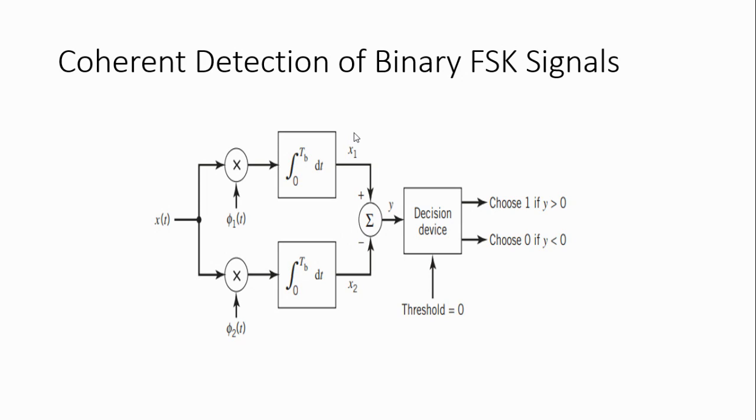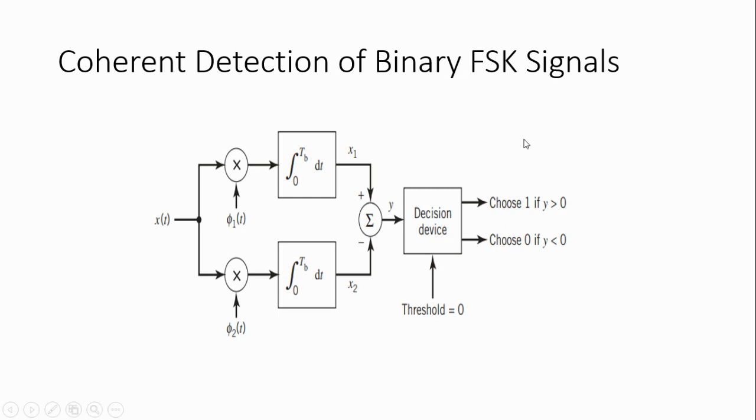This is the coherent detection of the binary FSK signal. Here, the output of the channel is given as the input of the coherent detector, x of t. This x of t is multiplied with phi 1 of t and phi 2 of t, and then it is given into the correlator, the integral from 0 to Tb. The outputs of the two correlators are given into the summer, that means the comparator. The comparator compares the outputs, giving y equal to x1 minus x2.